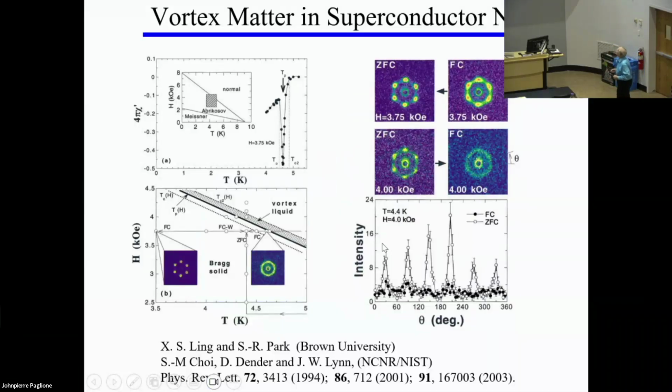Here's another example for niobium, and this is with Sean Ling at Brown University. The interesting thing is that when you got up close to the upper critical field, you actually get a vortex liquid in the system. You get a powder diffraction, whereas at lower fields, you get a nice vortex lattice. And I think somebody mentioned vortex liquids.